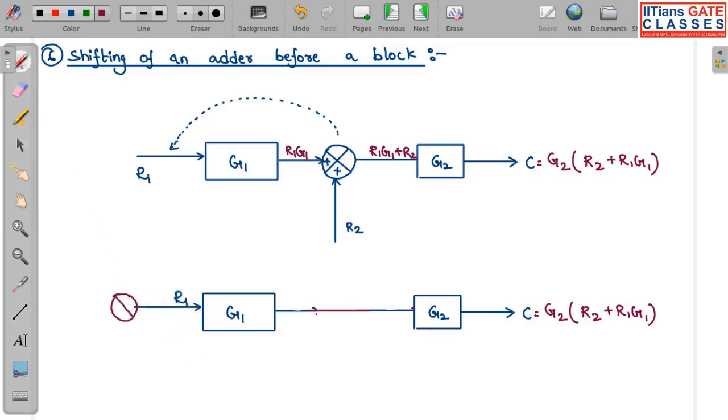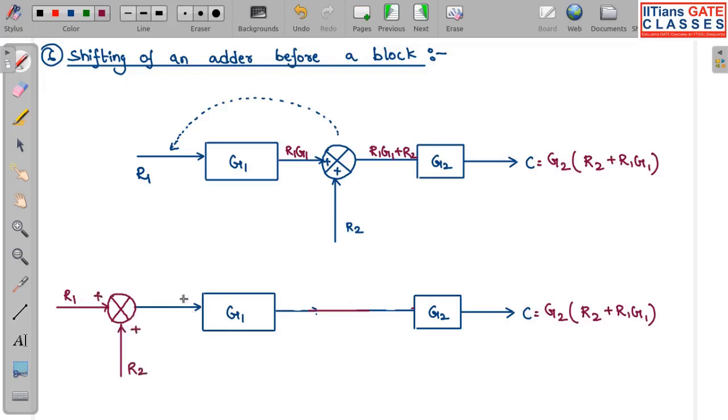So this is R2 now. Or simply what we could have done, this looks a little bit not good. So this is R1 and this over here is R2. Now it looks good.